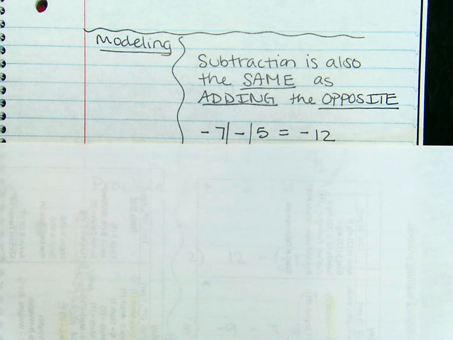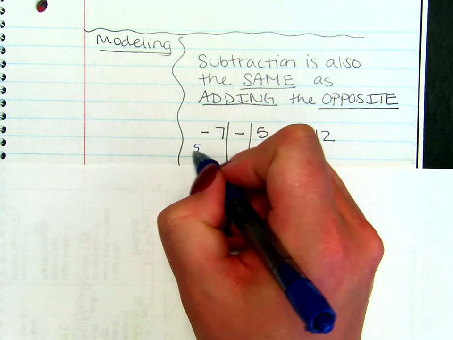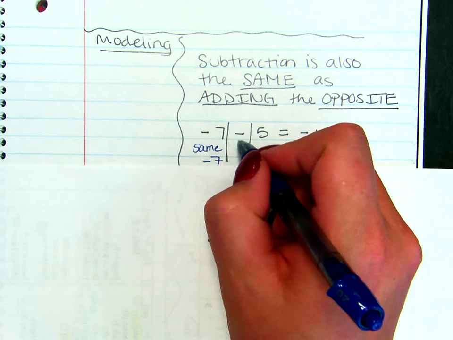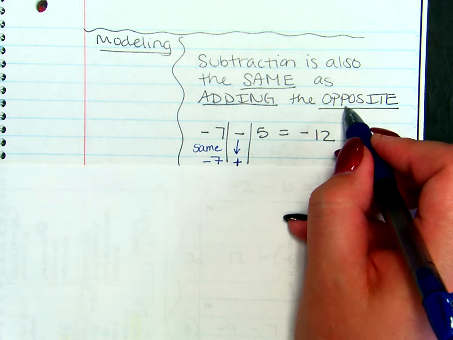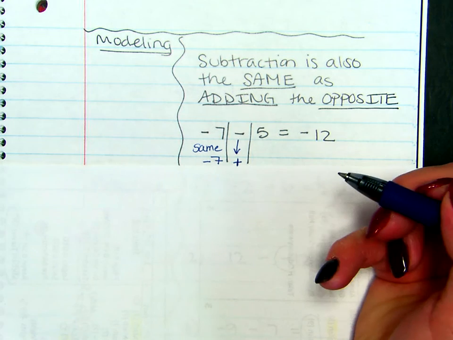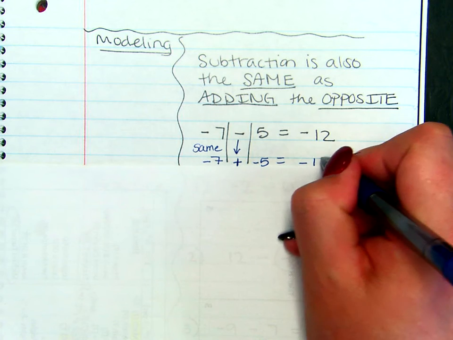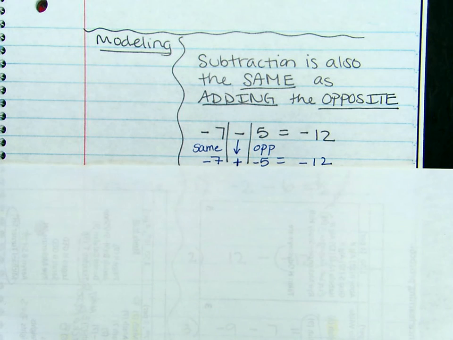If I have the problem, just like we did on the front side, of negative 7 minus 5, I can change, or in this case, keep the same here. So I'm going to keep my negative 7 the same. I'm going to change my subtraction to addition. And then I'm going to put the opposite of my 5. The opposite of 5 is negative 5. And negative 7 plus negative 5 give us negative 12. So we can add same add opposite to our subtraction toolbox.